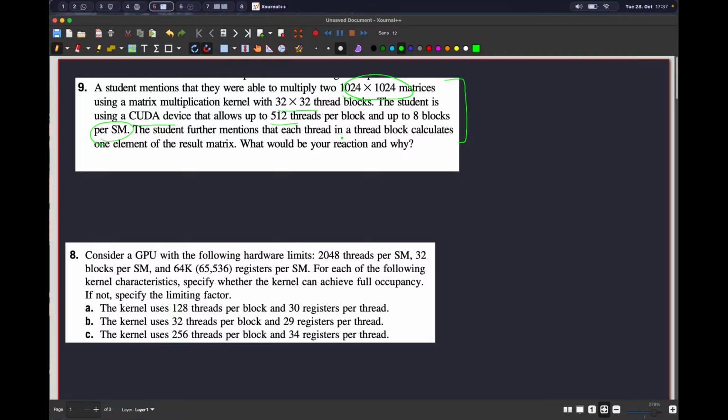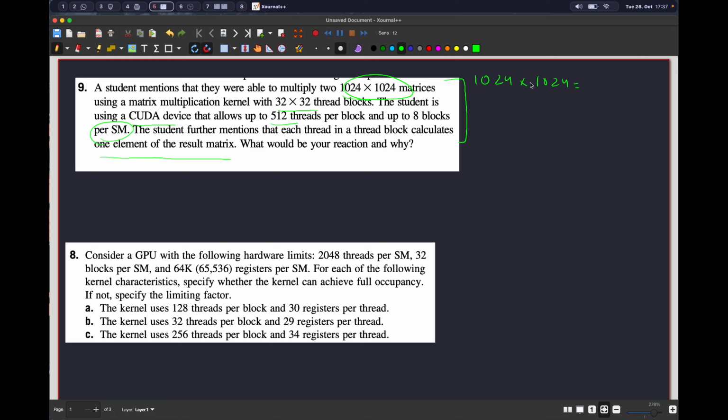The student mentions that each thread in a thread block calculates one element of the result matrix. What will be your reaction and why? So what you need to check is if it is even possible to do this multiplication or not. The total number of elements in the output matrix will be 1024 times 1024, and how much is it?